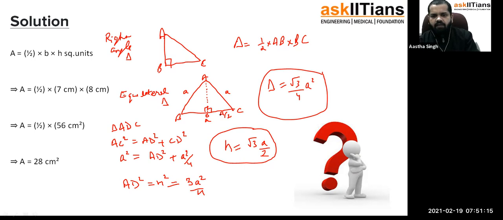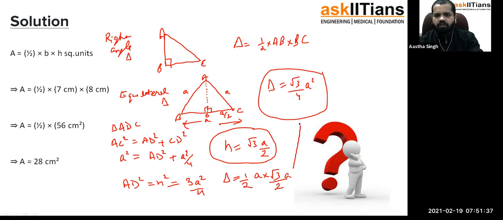Your total base is A, right? So in any triangle, if you know the base and height that is perpendicular from the opposite vertex, then area of triangle is equal to half base, which is A, into height, which is root 3 A by 2, which basically came out to be root 3 by 4 into side square, right?